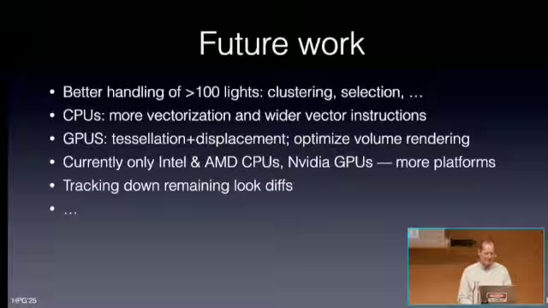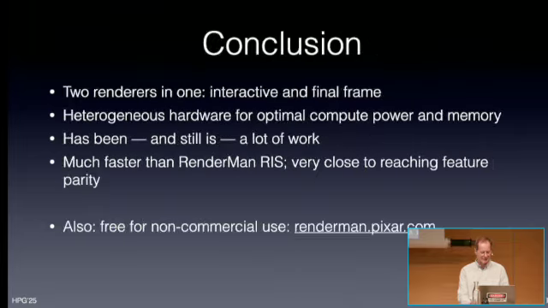Another avenue of future work is that currently XPU only runs on Intel and AMD CPUs, and for the GPUs only on NVIDIA, because those have CUDA. We'd like to expand to more platforms. That's one of the main points of having XPU. And we're still currently working on tracking down look diffs between XPU and RIS. There are fewer and fewer, but there are still some remaining, so we still need to work on that.